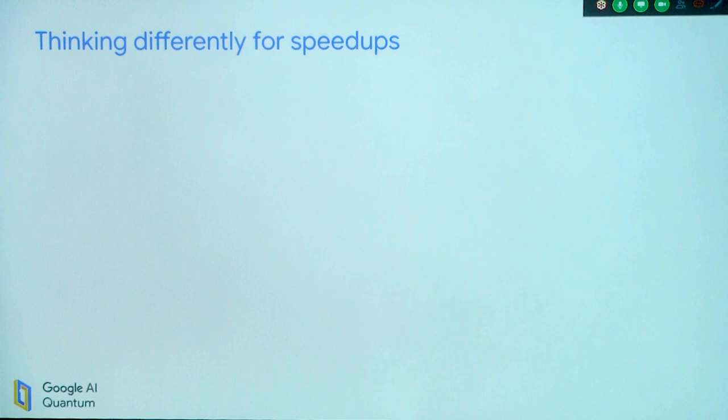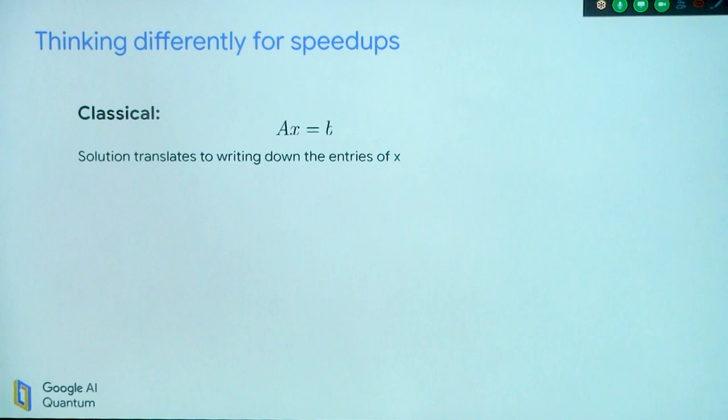So, thinking differently for speedups, why is it so hard to construct a quantum algorithm that achieves a speedup for one of these problems? I'm just going to boil this down for one example where we did find a speedup, but it's a little bit of a nuanced issue. Let's take the very simple problem of solving a linear system of equations: Ax = b, where A is some matrix and x and b are vectors. And the solution means write down the entries of x for me.